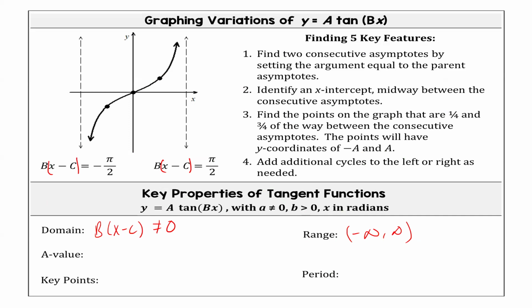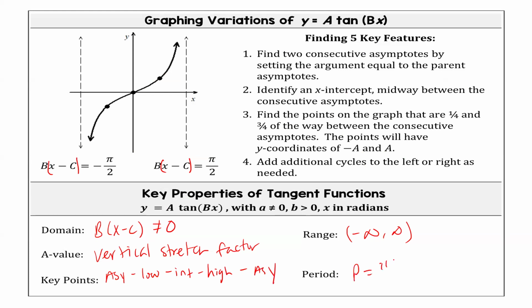Your A value is your vertical stretch factor or dilation, however you want to say it. So we stretch by a factor, we're dilated by a factor, and so on. Remember your key point pattern? For this, our key points are asymptote, low, intercept, high, asymptote. And your period is P equals pi divided by B.